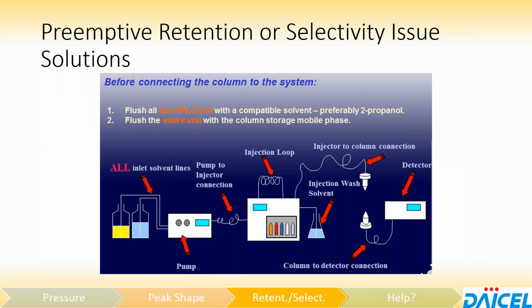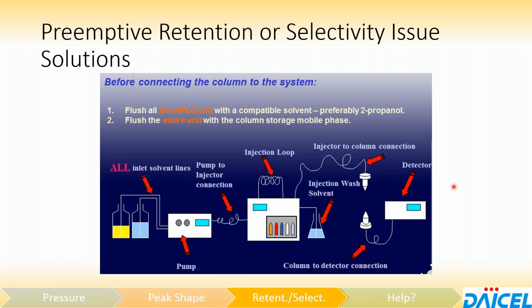So make sure that you flush the HPLC unit with some kind of a compatible solvent as you're switching over. So something like 2-propanol or ethanol, making sure, of course, here that your column is completely removed at this point. So you're flushing everything really, really well with isopropanol or ethanol. And then before you even put the column on, flush the entire system with the column storage mobile phase, so hexane IPA. Again, you're just trying to make sure that there's no remaining forbidden solvents in that system before you go and you put your coated phase on there.